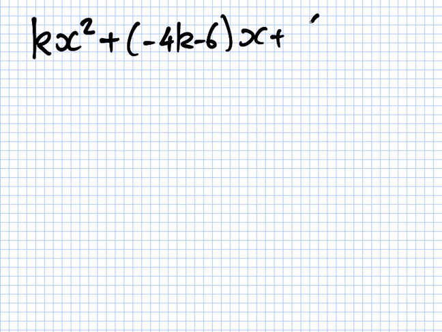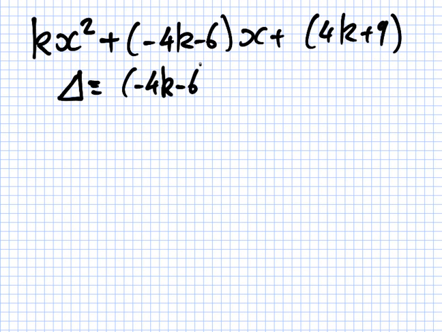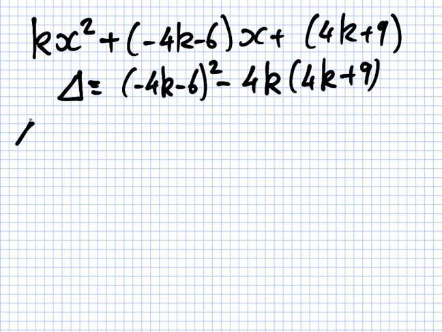kx squared minus 4k minus 6x plus 4k plus 9 has no real root. So the discriminant is b squared minus 4ac. So that is discriminant equals b squared... Oh, sorry, yeah. Less than 0, no real roots.